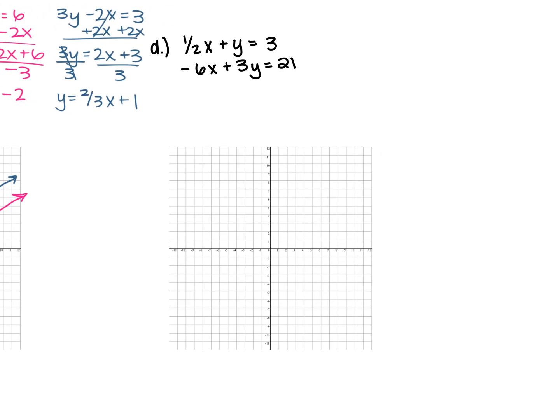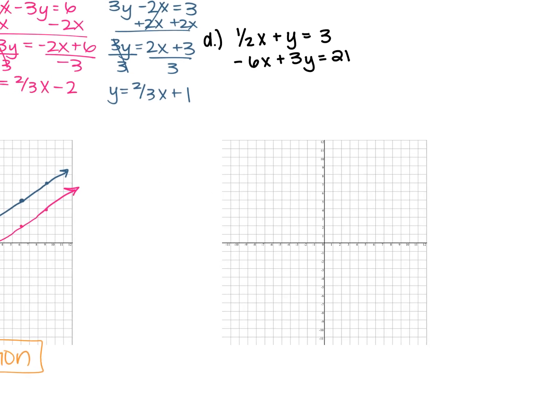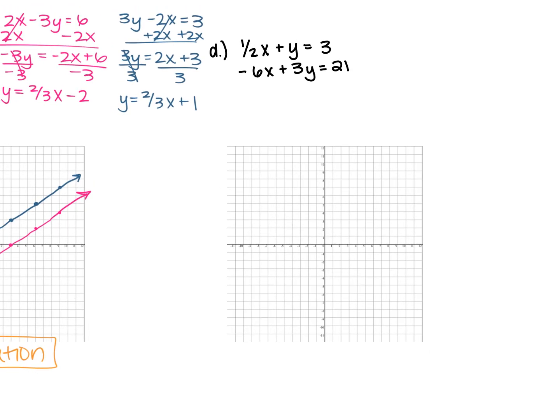For our last example, D, we have 1/2 x plus y is equal to 3, and -6x plus 3y is equal to 21. For that 1/2 x plus y is equal to 3, we're just going to move that 1/2 x over by subtracting it from both sides. And that gives us y is equal to -1/2 x plus 3. So we start at 3 on our y-axis.